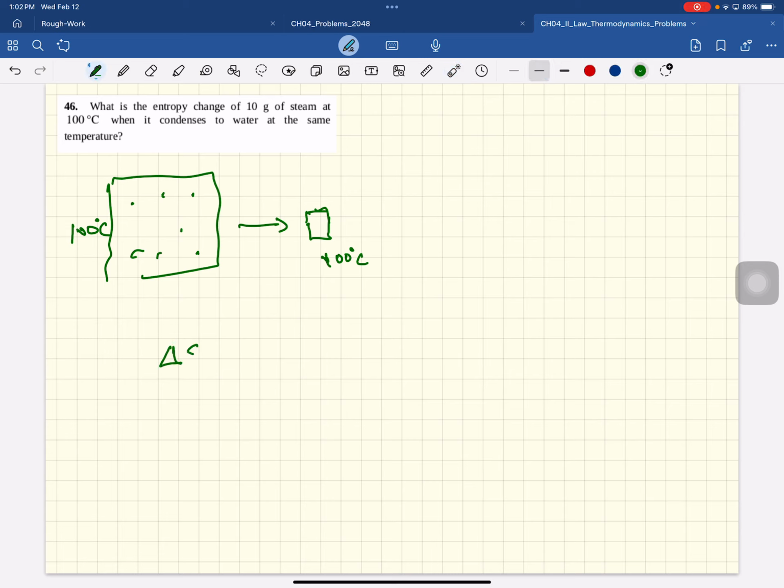Change in entropy is the amount of heat absorbed divided by the temperature at which it is absorbed. Now, when it goes from steam to water, it doesn't absorb heat, it gives up heat. How much heat did it give up? Minus the mass times the latent heat of vaporization.